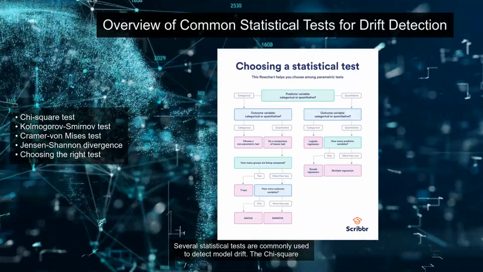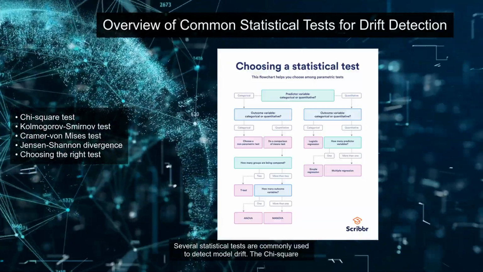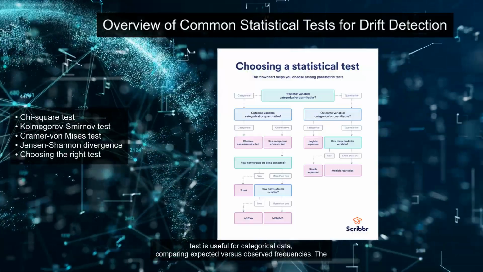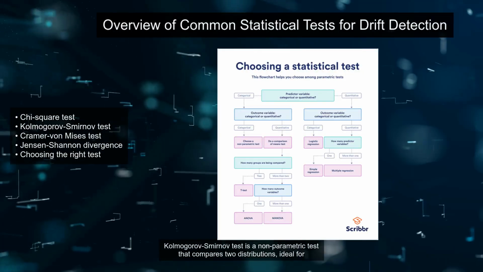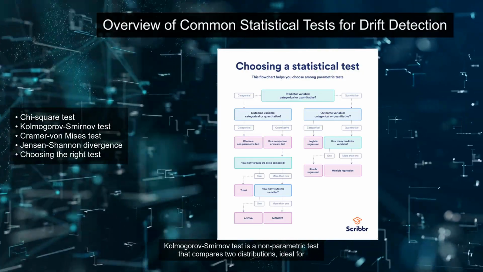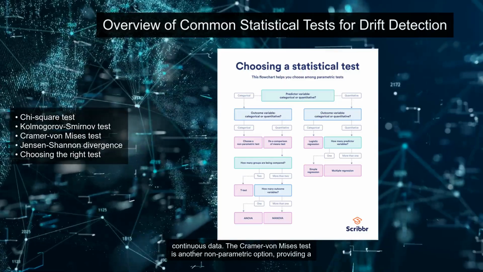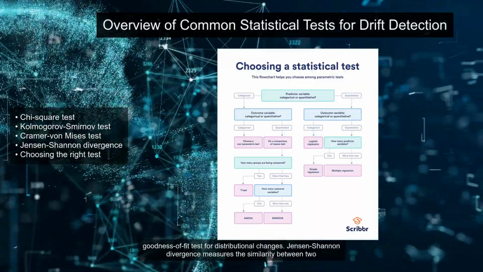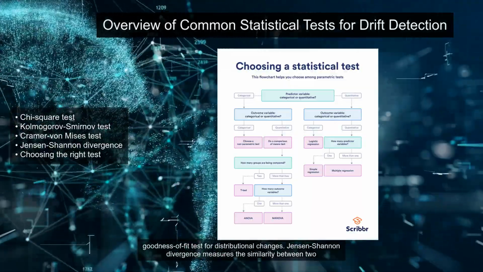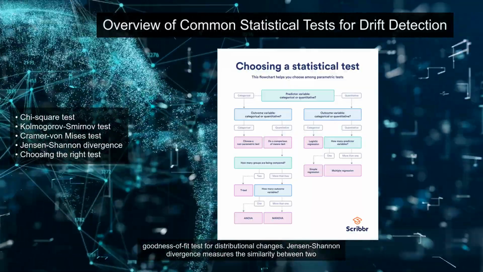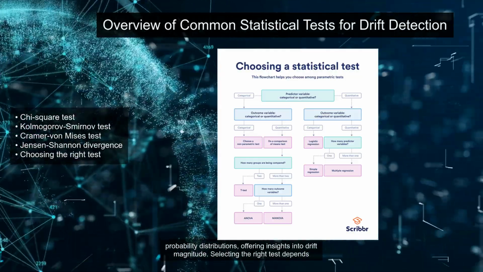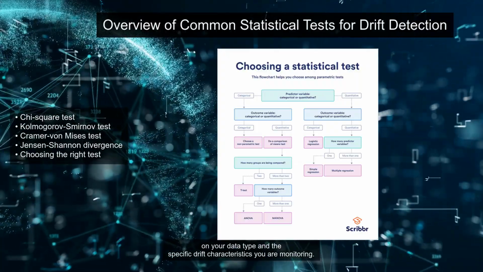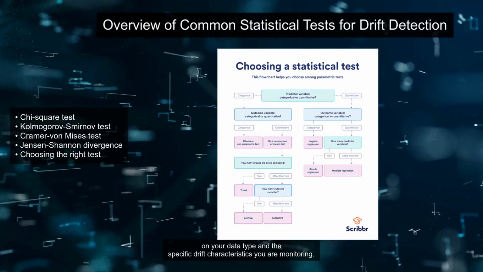Several statistical tests are commonly used to detect model drift. The chi-square test is useful for categorical data, comparing expected versus observed frequencies. The Kolmogorov-Smirnov test is a non-parametric test that compares two distributions, ideal for continuous data. The Cramér-von Mises test is another non-parametric option, providing a goodness of fit test for distributional changes. Jensen-Shannon divergence measures the similarity between two probability distributions, offering insights into drift magnitude. Selecting the right test depends on your data type and the specific drift characteristics you are monitoring.